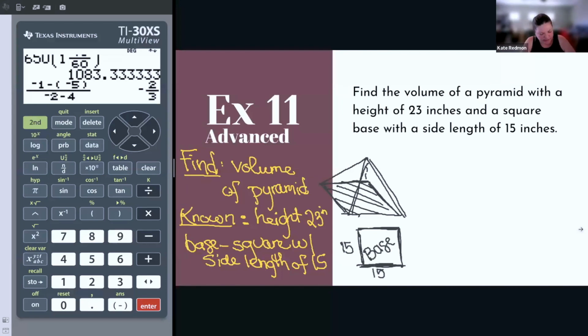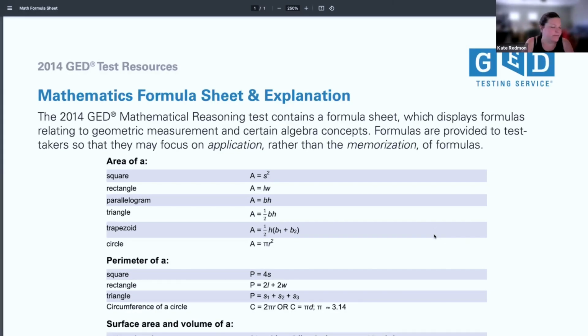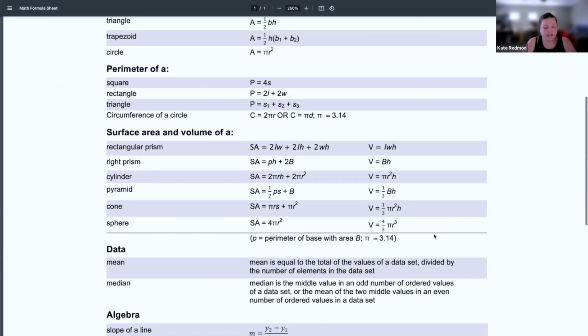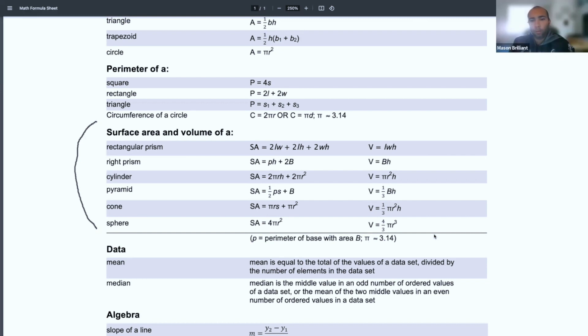Let's go find our formula. Okay, Mason, where do you think I need to be? Surface area and volume section. Brilliant. Third section down. And which one would you like? The pyramid. Which formula? Volume. Good. Now, I want you to notice something. Notice that this time, the B here is capital.